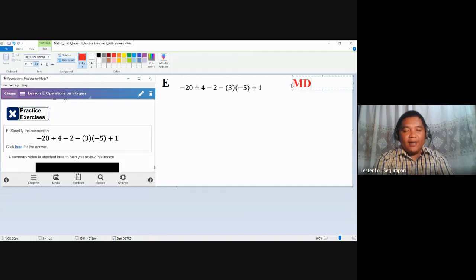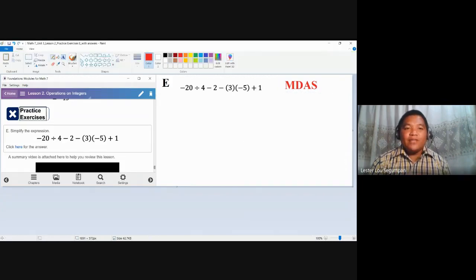MDAS is the sequence of operations to be followed when we simplify expressions. But again, for the last time, MDAS does not necessarily mean the sequence of multiplication, division, addition, subtraction. It's better to say that MDAS is actually MD from left to right, whichever comes first, and then AS from left to right, whichever comes first. The purpose of MDAS is very clear when we talk about the operations to be applied for this expression.